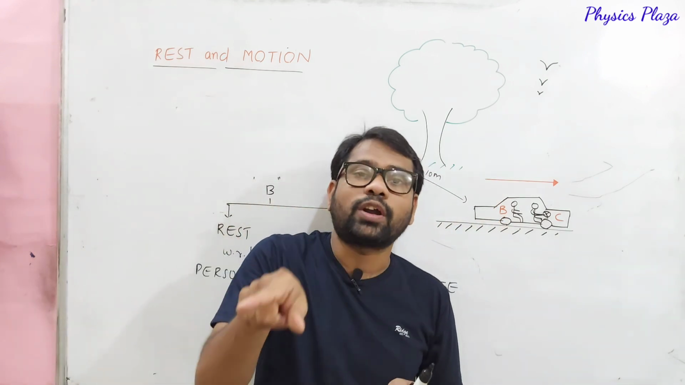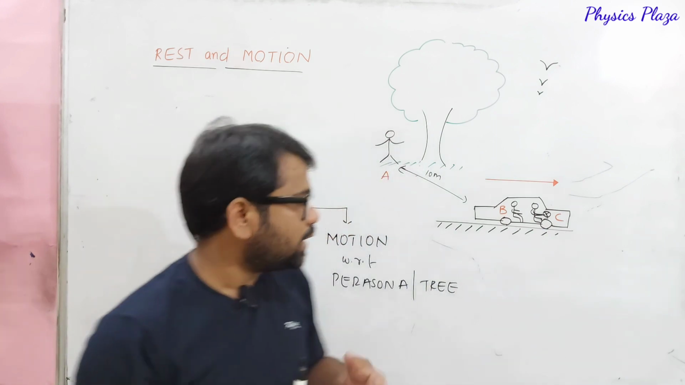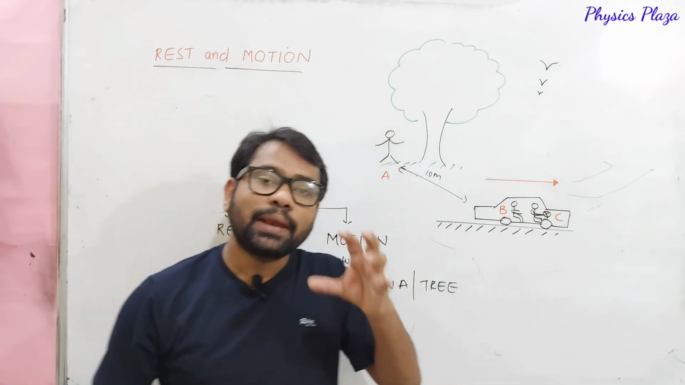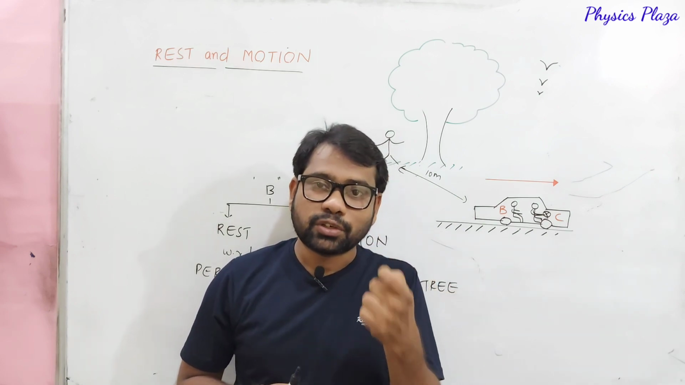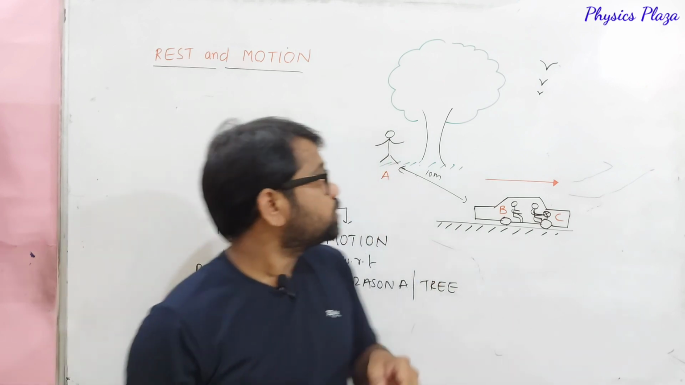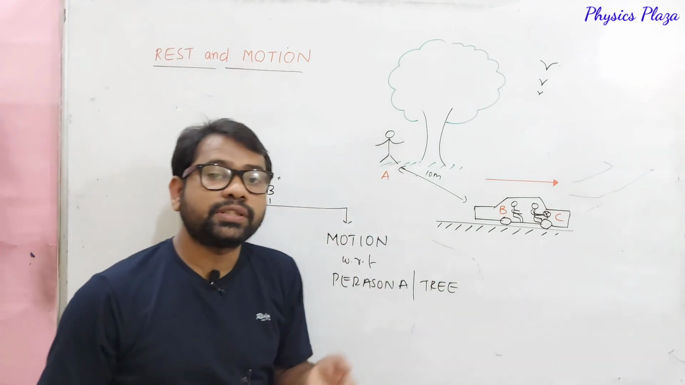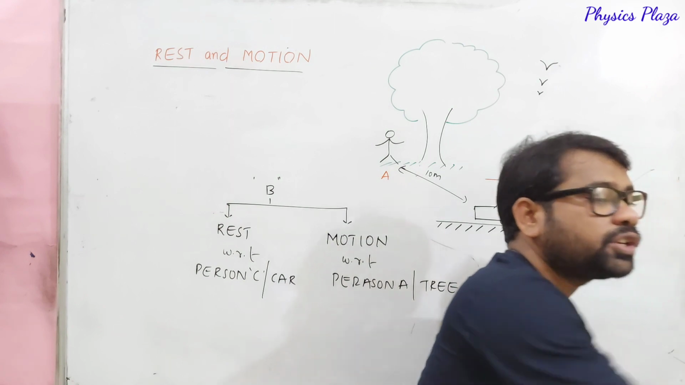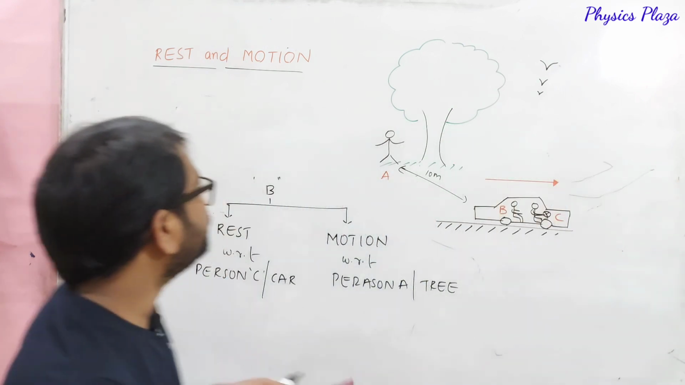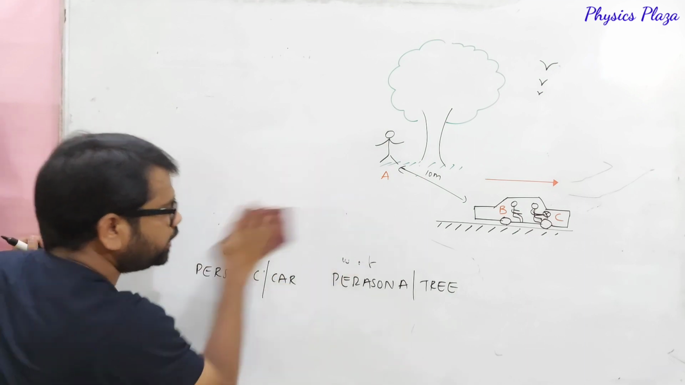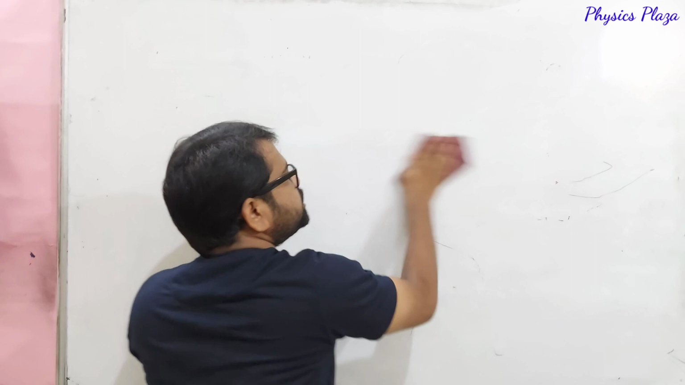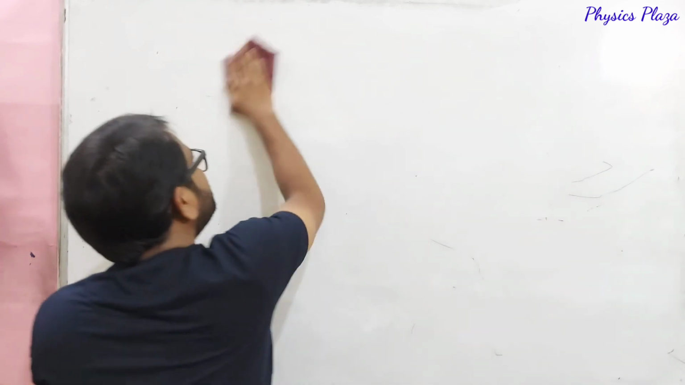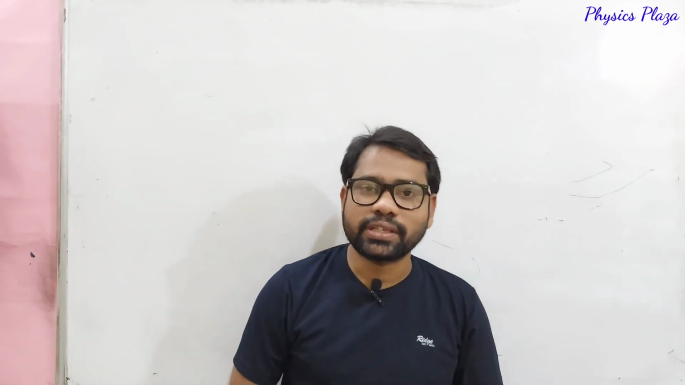So with respect to what is very important. Any body can be at rest and in motion at the same time. It depends on the reference with respect to which you are trying to describe it. So children, what is rest? When a body is not changing its position with respect to the surroundings, you can say that body is at rest. Then what can you say about motion? If any object is changing its position with respect to the surroundings, then you can say that body is in motion. Okay children, fine.